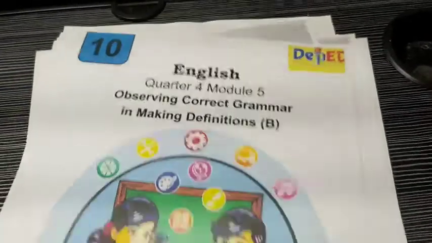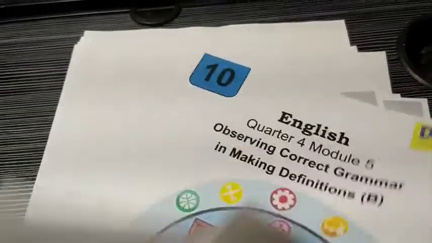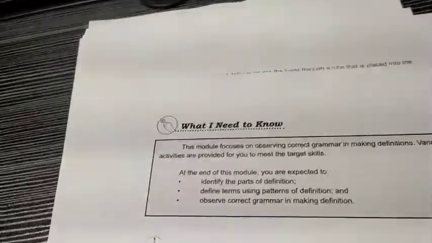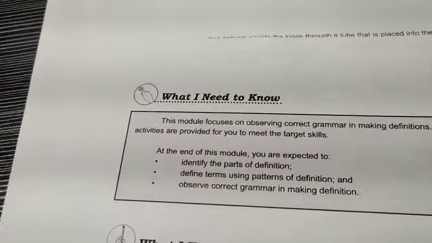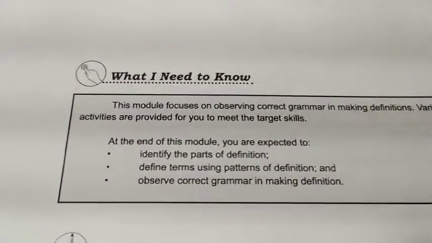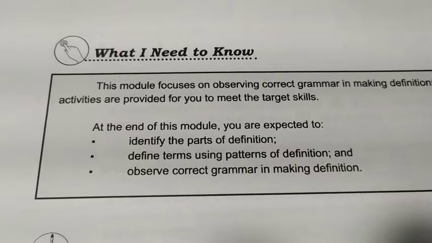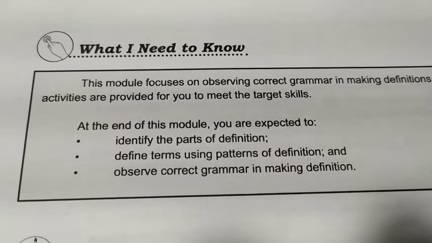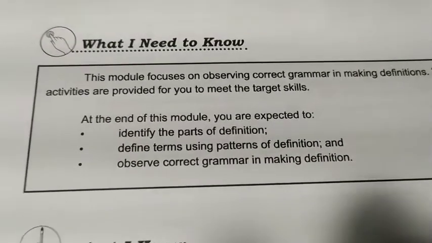It is all about observing correct grammar in making definitions. It will be our Module 5 for Quarter 4. We will start on page 2 to know the objectives of this module. First, identify the parts of a definition, define terms using patterns of definition, and observe correct grammar in making definitions.